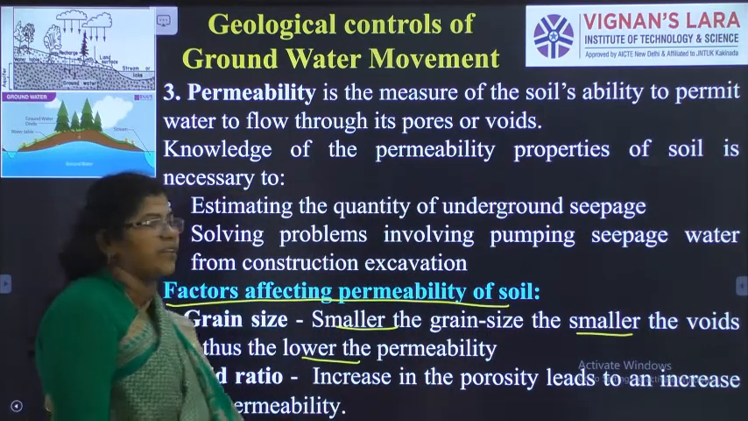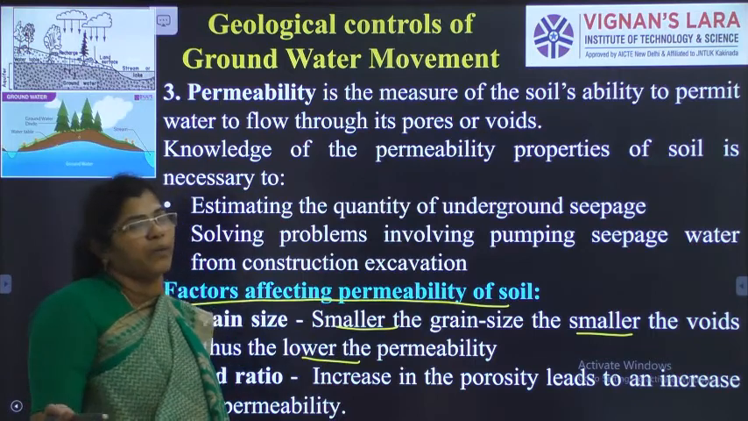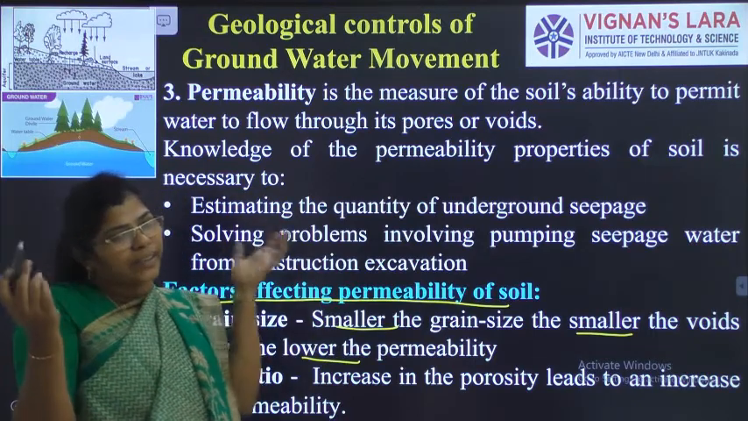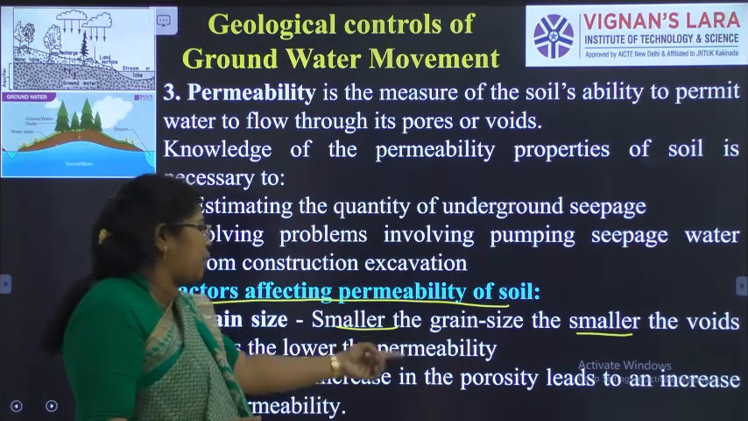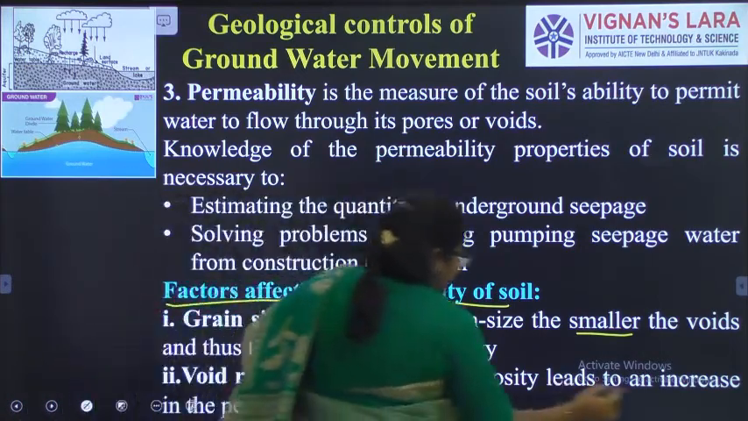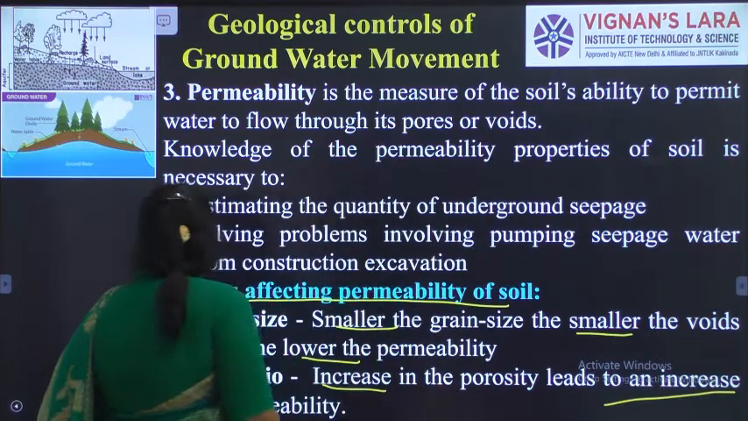Next one is the voids ratio. Voids ratio is the porosity. So when the porosity is higher, permeability will be higher. So an increase in the porosity leads to an increase in the permeability.